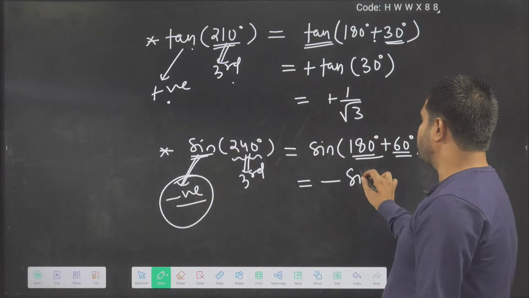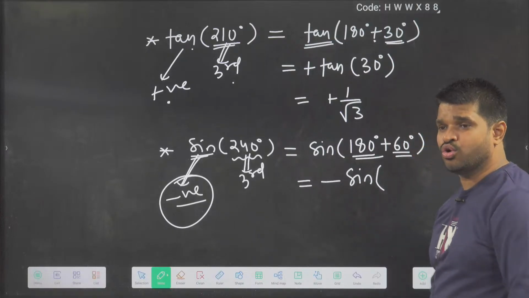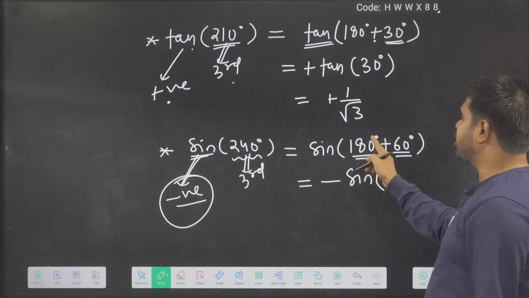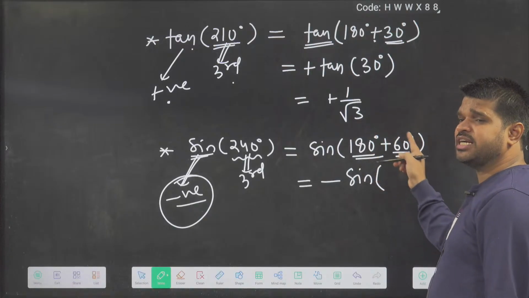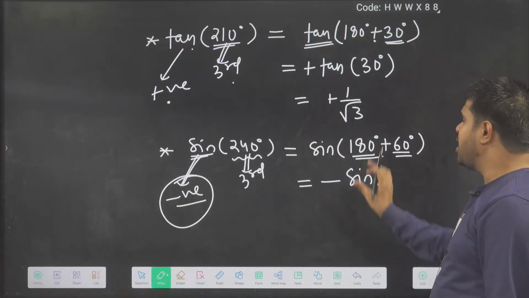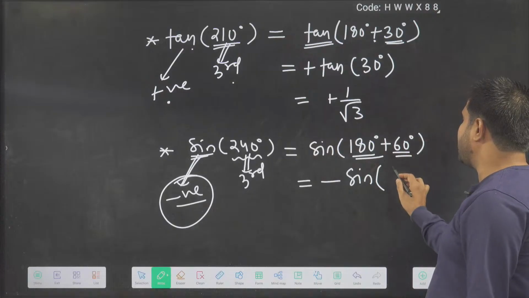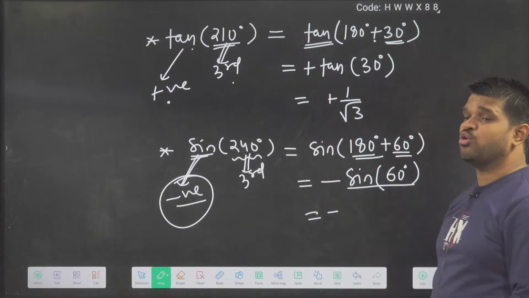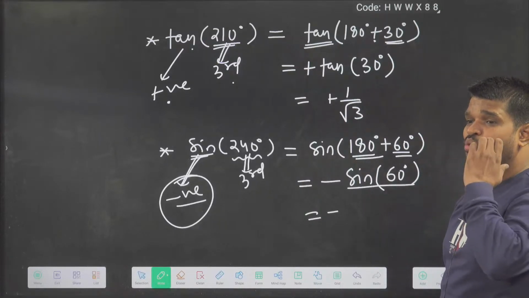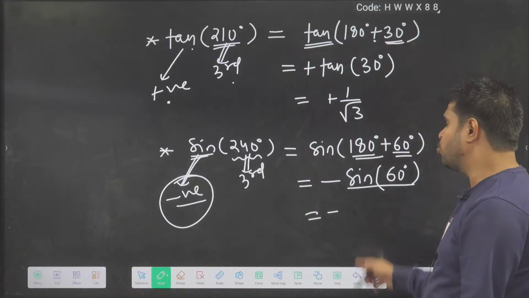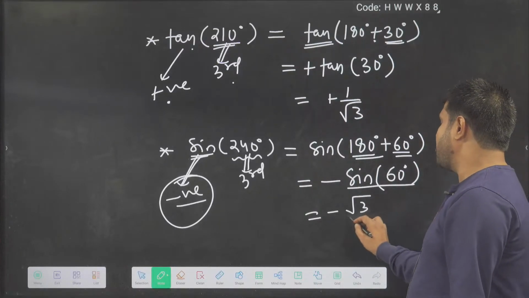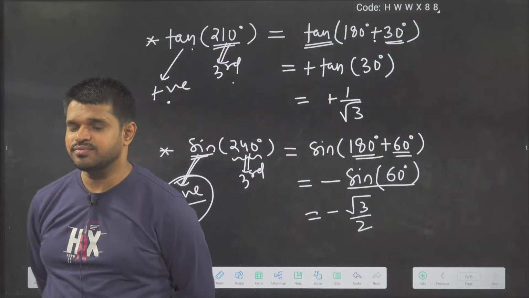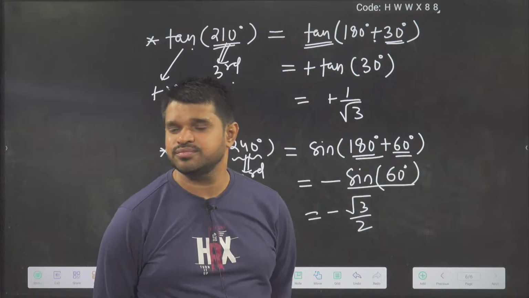Copy the ratio. Okay. 180 plus 60. Whenever you write using 180 plus minus theta or 360 plus minus theta, copy the ratio, copy the angle 60 degree. Minus. Today I gave you value of sine 60 using table. What is sine 60? Root 3 by 2, but minus is already there, minus root 3 by 2. Okay? Sure?